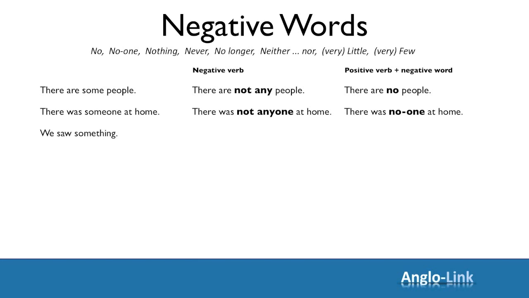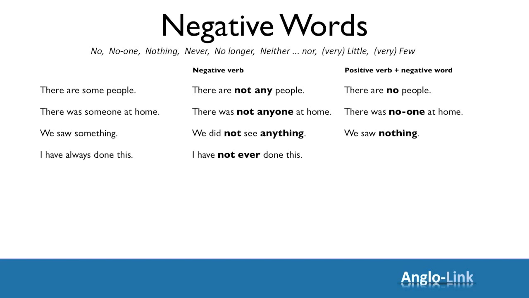We saw something. Let's change that into a negative sentence with a negative verb. We didn't see anything. And now we can replace not anything with nothing. We saw nothing. I've always done this. Negative verb. I haven't ever done this. Negative word. I've never done this.